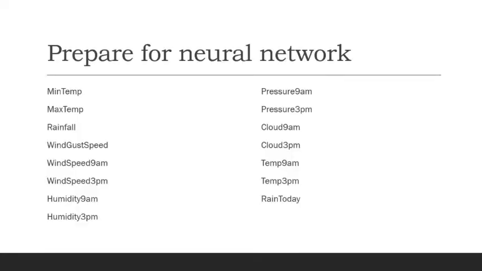In preparation to actually use a neural network, I first had to clean the weather data to get rid of all the values that weren't numerical, as I didn't want to use these in my neural network and I didn't try playing around with converting them to numbers in this case. That left us with these 15 fields, as well as the rain tomorrow field, which is the one that we're trying to figure out.